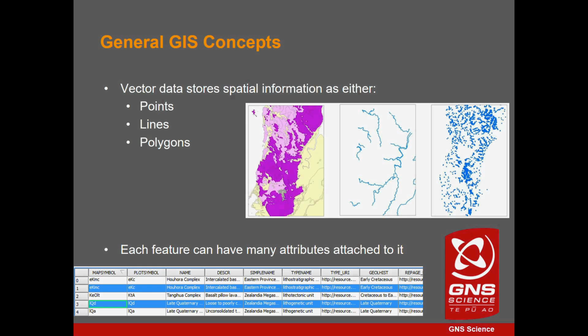The GIS can also store attributes about each of those features, i.e. a point, line or polygon. So in the table at the bottom of the slide you can see geological data where we've got information concerning the name of the geological unit, its description and other information stored on the polygon.